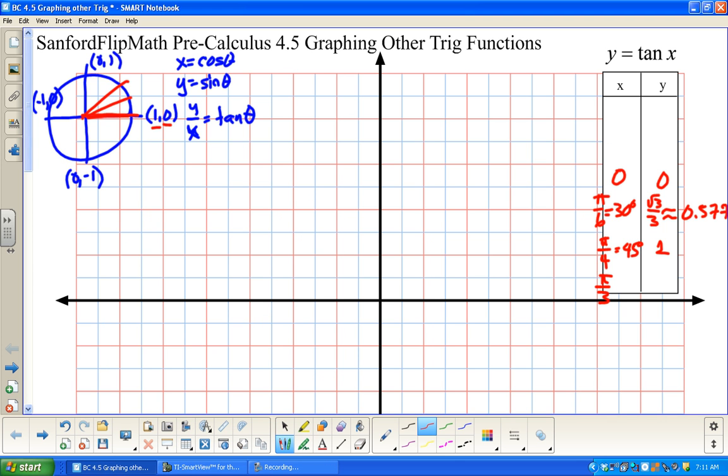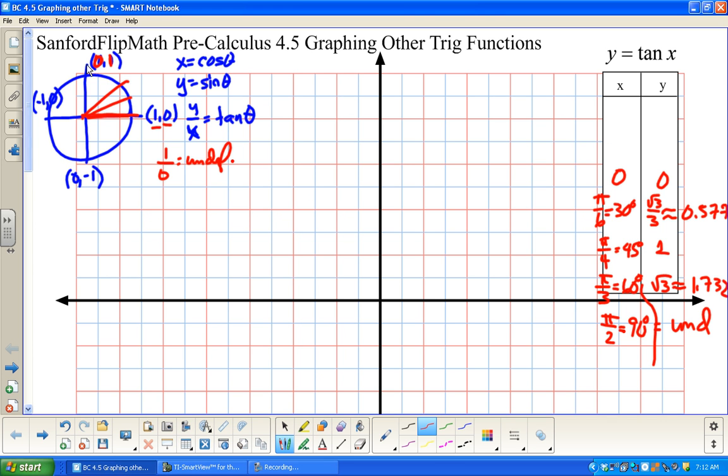For pi over 3, the tangent is square root of 3, which is about 1.732. And then let's do 90, also known as pi over 2. Well, up here, y over x, this is 1 and this is 0. If I do 1 over 0, that's undefined. So tangent of 90 is undefined. And we've seen all of this before when dealing with the values in the big table that we did for the special angles.